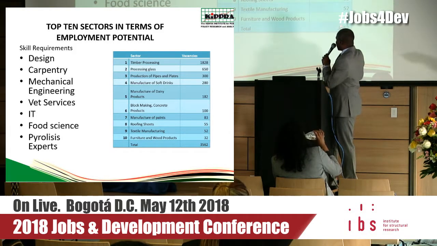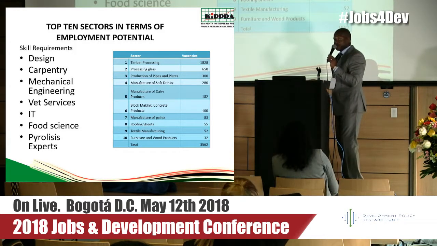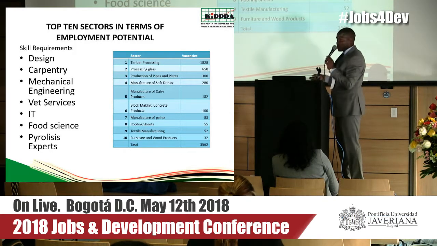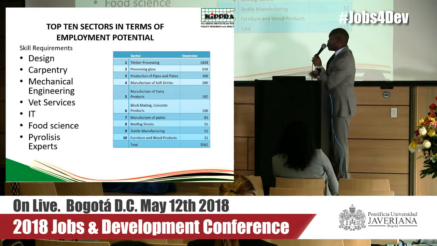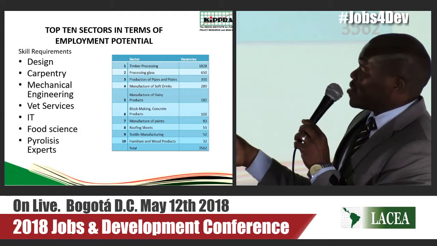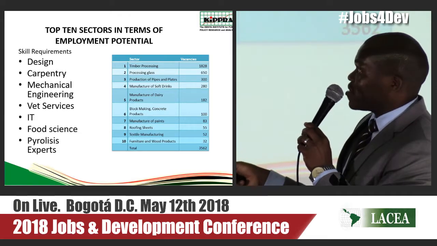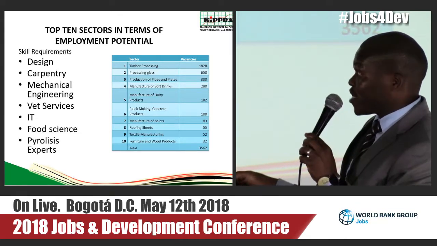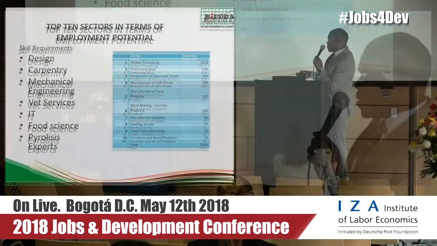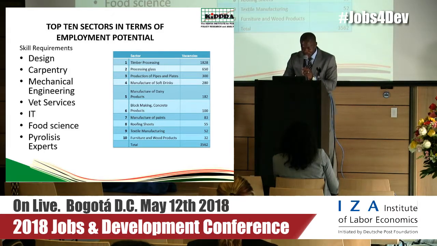So we see that from the firms that were interviewed, if they were to move to the frontier products, they would produce a total of 3,562 jobs, which will be a very good achievement for the economy. But what are the skill requirements? We require skills in design, carpentry, mechanical engineering, vet services, information technology, food science, and this one, pyrolysis experts. I don't know what it entails, but it was a response.